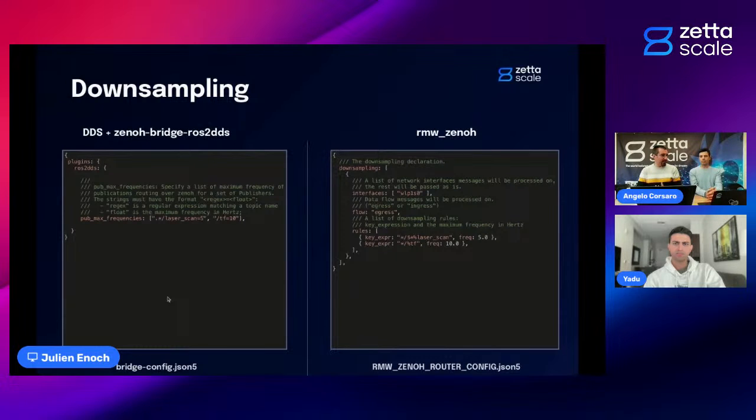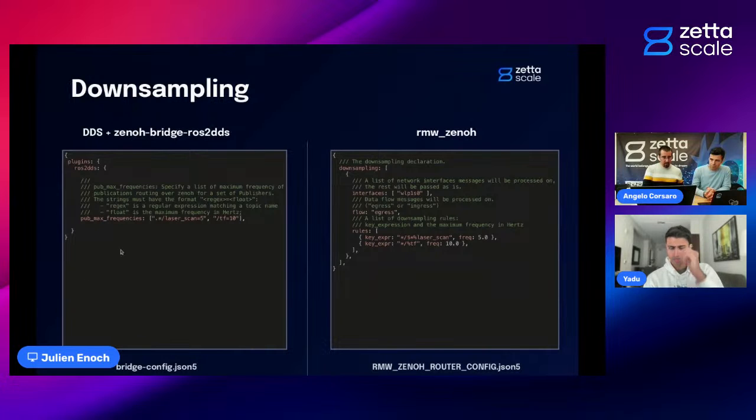Downsampling. Downsampling was a really interesting feature we had in the bridge, which allowed us to tune exactly the bandwidth that we want the robot to use over a wireless network, for instance, because not all wireless networks can afford a publication of a huge LiDAR or point cloud at 10 hertz or more, sometimes 100 hertz, over the wireless. So it was really convenient for a lot of users to be able to tune the downsampling of some topics published by the robot over Zenoh.